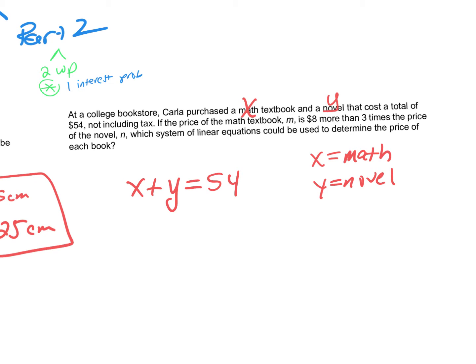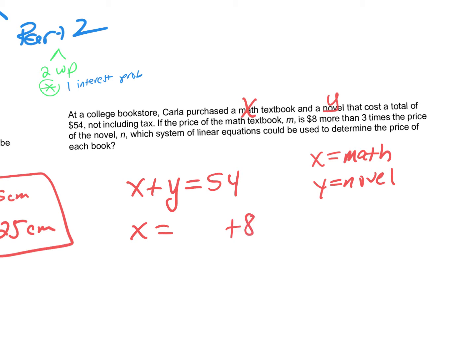What letter did we use for math book? X. Joseph, what does is mean? Equals. Look. They said the price of the math book is. They just told you X equals. What does 8 more than mean? Do I add 8 to it or I take it away? More than, yep, we add, so plus 8.